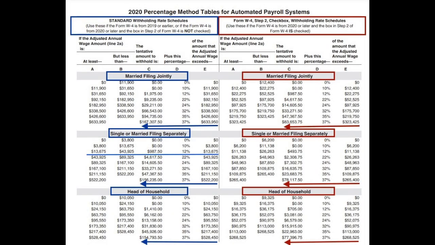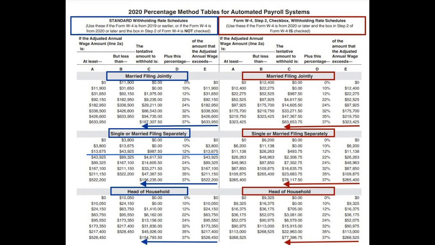It's on page 6 of Publication 15T. Here on this table you are seeing the two columns that are in red and blue. The red is used when the box on step 2 is checked and the blue side is used when the box is unchecked. In our example, the box was unchecked and we know that the filing status of our employee is single.